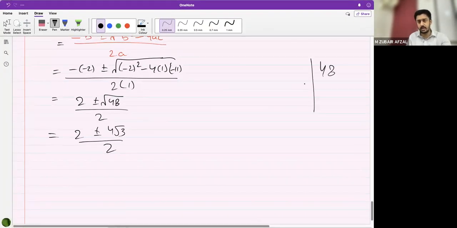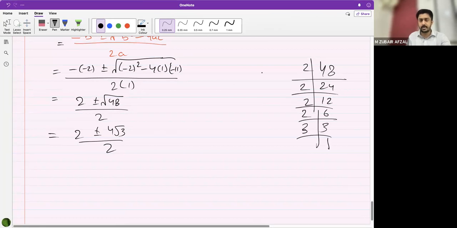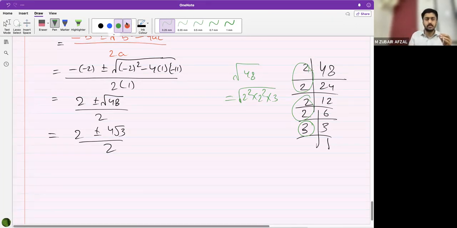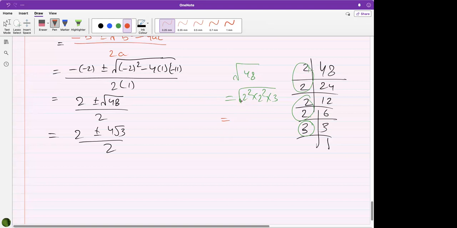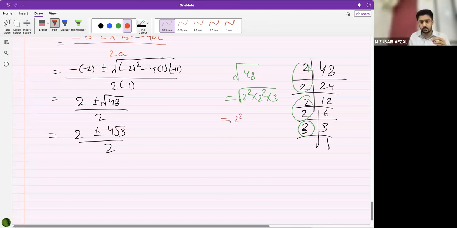This is 48. We take LCM: 2, 24, 2, 12, 2, 6, 2, 3, and 3, 1. So actually, square root 48 could be written as 2 square times 2 square times 3. Do you agree? Yes. Then we can split these: square root 2 square, square root 2 square, and square root 3. So this square cancels out with the square root, and we are left with 2 times 2, which is 4 square root 3.